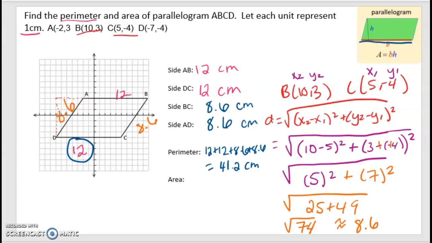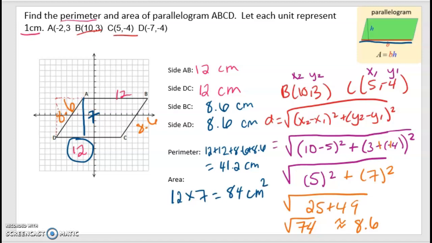Okay, for the area, again, I want the base, which we know the base is 12, and I want the vertical height. So that means that I'm going to take this and just drop a vertical, and I'm going to count to find the height. So 1, 2, 3, 4, 5, 6, 7. So that height is 7. So that means that the area is 12 times 7, which is equal to 84. And here's the kicker, centimeters squared.